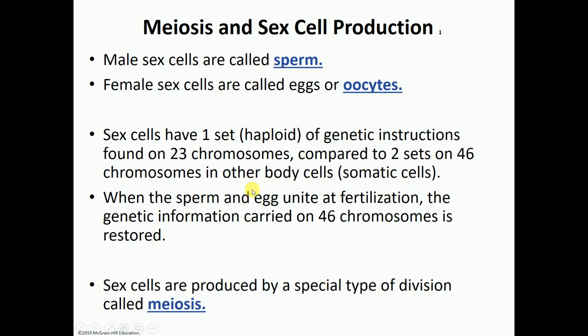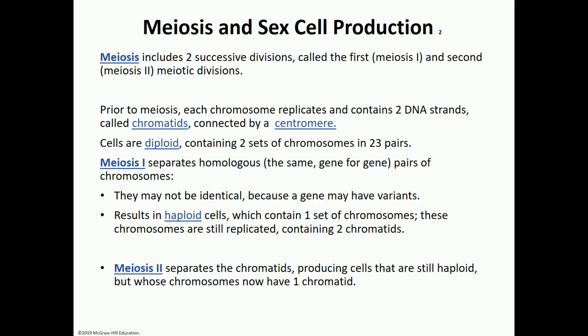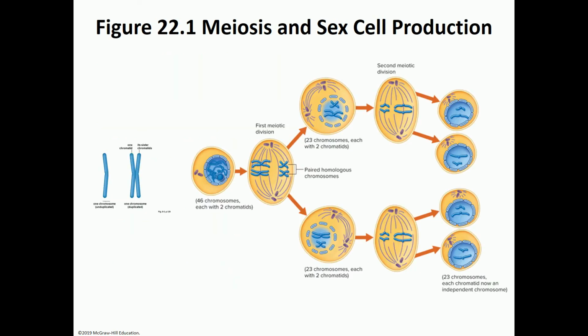So that when the sperm and egg unite at fertilization, we have restored the 46 chromosomes back, and that production of sex cells is known as meiotic division or meiosis. Meiosis happens in two successive divisions. There's the first meiotic division, followed by the second meiotic division. Before meiosis even starts, though, there is a process known as replication of the DNA, where, and I'm going to go to the picture to kind of explain that.